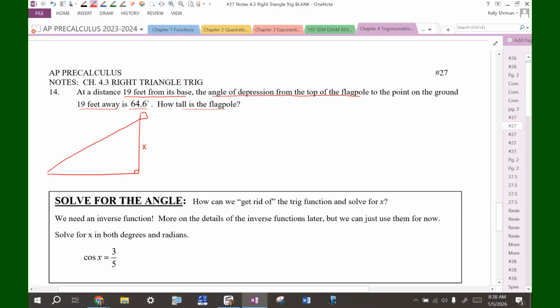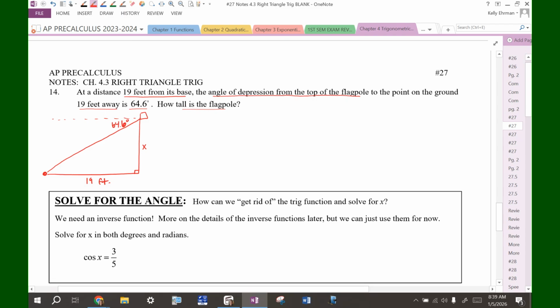Angle of depression. So the angle of depression from the top of the flagpole to a point 19 feet away, so down to this point, which I now know is 19 feet away, is 64.6. So that's not this angle right here. That's this angle out here.